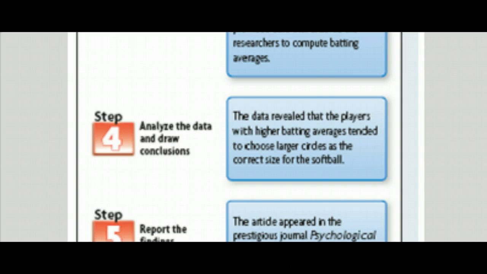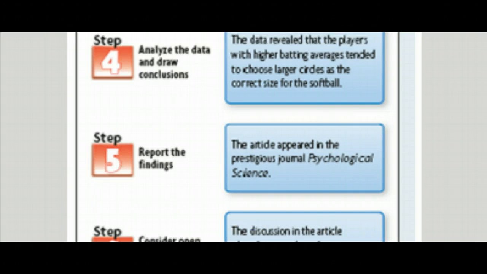So we would statistically look at the data, and hopefully it would reveal that players with higher batting averages tended to choose larger circles as the correct size for a softball. So we would have a correlation between those things. We couldn't say that one causes the other, but we know that they're related. And we have the empirical or research data to support that.